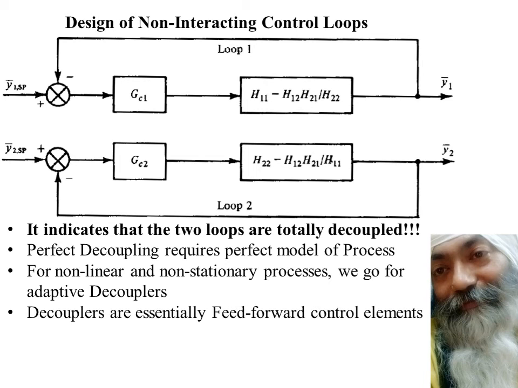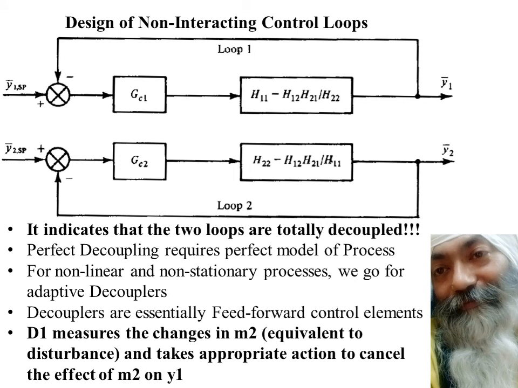So here, what is the disturbance? For the upper loop, the lower loop manipulated variable M2 is the disturbance. So exactly we do the same thing. We measure this M2, the equivalent disturbance, that is, the change in M2 is the disturbance. The change in the manipulated variable for the lower loop is a kind of disturbance for the upper loop, and vice versa. So designing a decoupler is nothing but taking a kind of feed forward action to mitigate the effect of M2 on M1. So ultimately we conclude that decouplers are nothing but a kind of feed forward controllers.